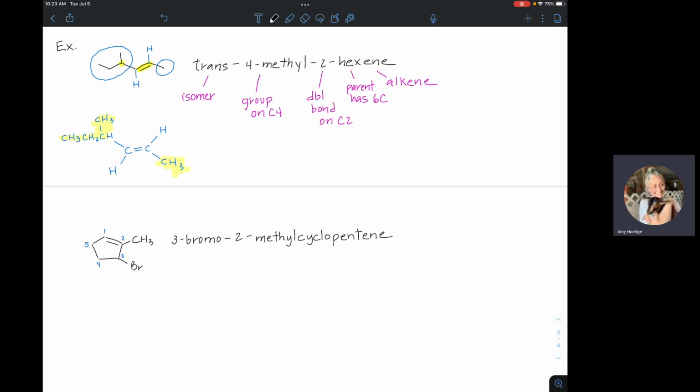In this case, we're not going to say 1-cyclopentene. It's implied that if there's only 1 double bond in the ring, it gets the lowest possible number. So that double bond has to go through carbons 1 and 2, and therefore you know where to put the substituents relative to that double bond on the ring.